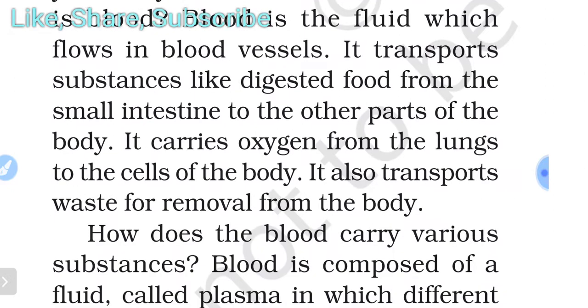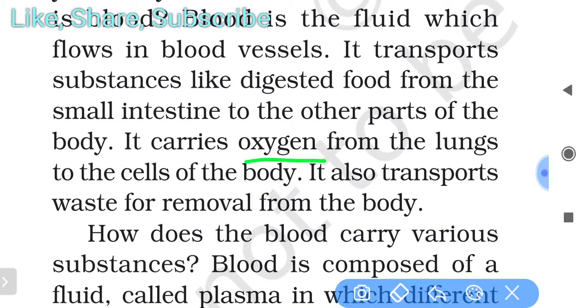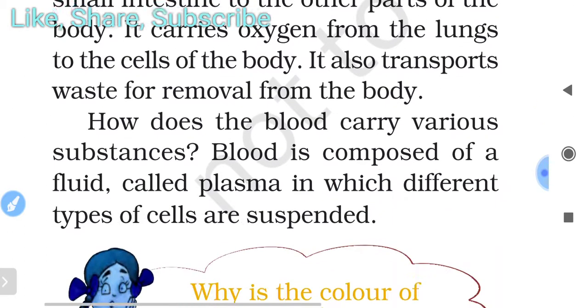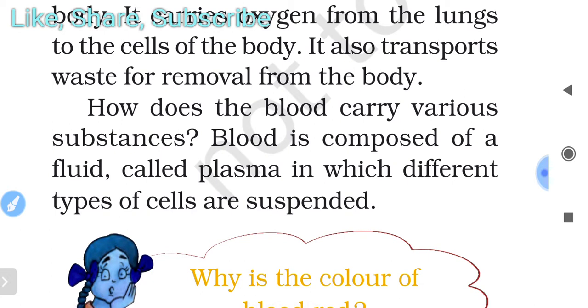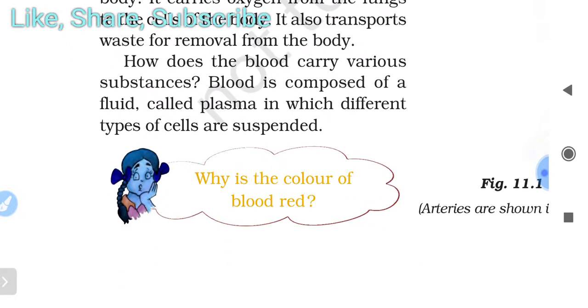So the digested food is transported by blood. It also carries oxygen from the lungs to the cells of the body. It also transports waste for removal from the body. So it has many functions. How does the blood carry various substances? Blood is composed of a fluid called plasma in which different types of cells are suspended within it.